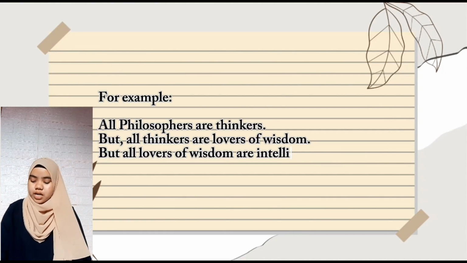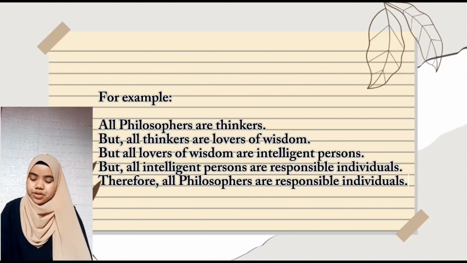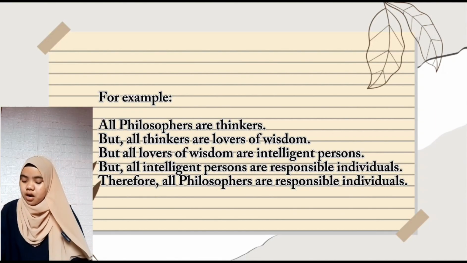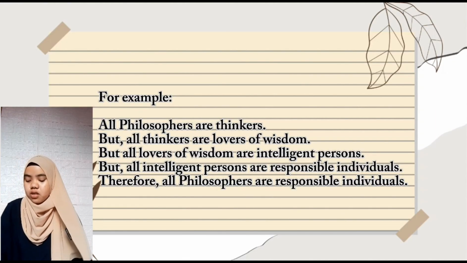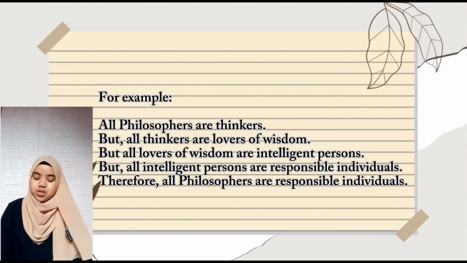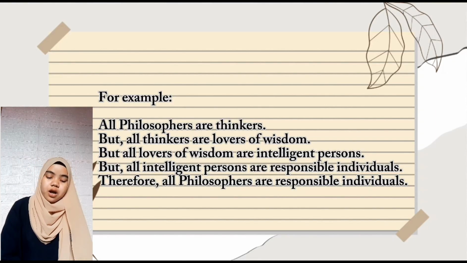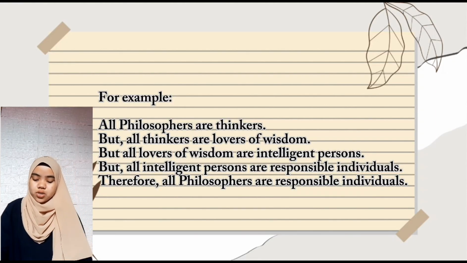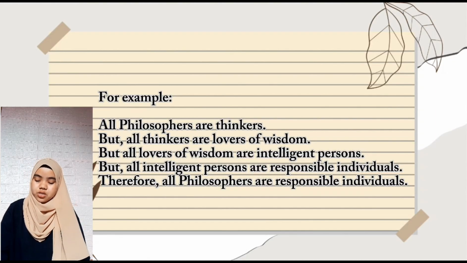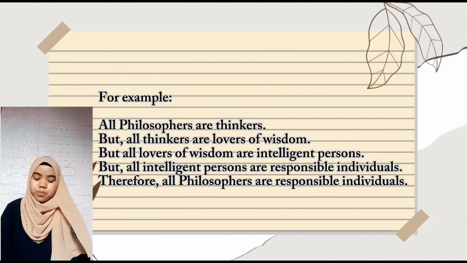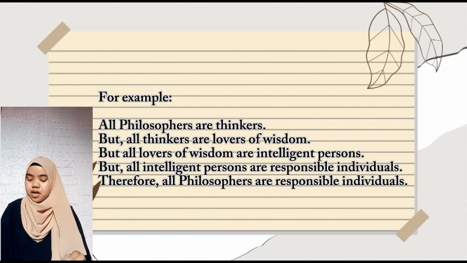So, for instance, all philosophers are thinkers, but all thinkers are lovers of wisdom. But all lovers of wisdom are intelligent persons. But all intelligent persons are responsible individuals. So therefore, all philosophers are responsible individuals. So in this example, we use the pattern of Aristotelian sorites, wherein the predicate of the first proposition becomes the subject of the second proposition, hanggang sa matumpak na yung main conclusion ng isang statement.